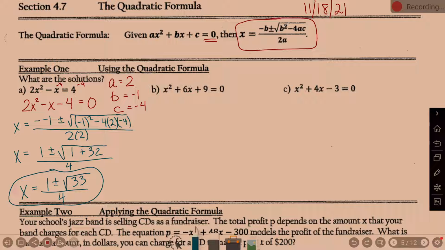Let me ask this, though. How many answers do I have here? Do I have 2? Well, kind of. You have the plus or minus. Because we have the plus or minus, we have 2 answers. One answer is whatever the value of 1 plus the square root of 33 divided by 4. That's one answer. What's my other answer then? 1 minus the square root of 33 divided by 4. So we do have 2 answers, and it's that plus or minus. So we're continuing our trend in this chapter of, hey, guess what? There's 2 answers. Okay? Questions?